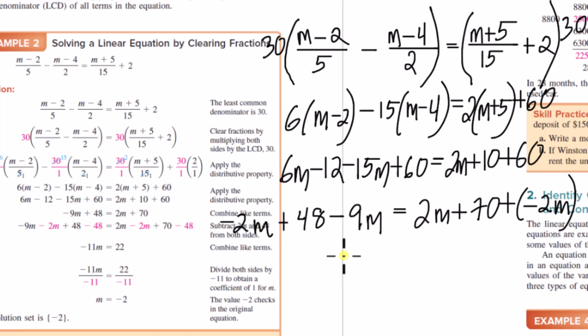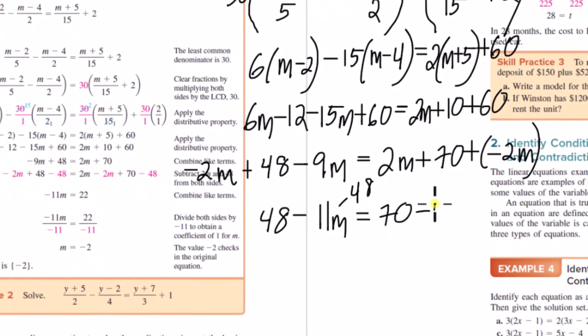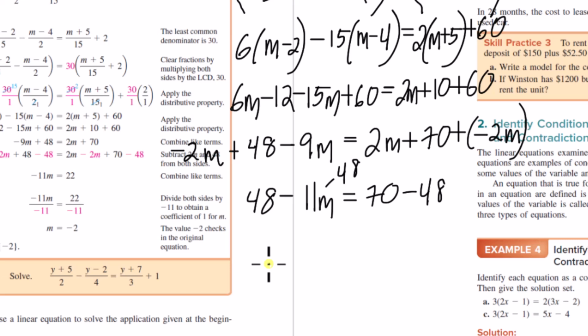So, 48, and then minus 9m minus 2m is minus 11m. Then 2m minus 2m is 0, and we're left with 70. Now let's subtract 48 from both sides, and we're left with minus 11m is equal to 22.